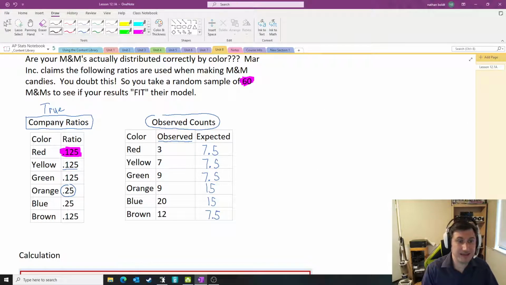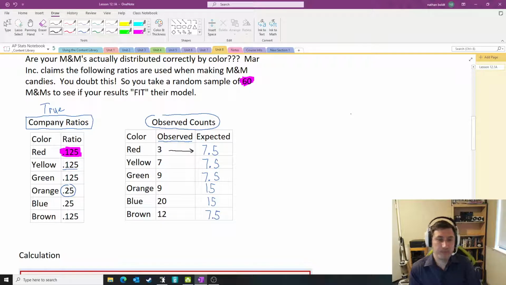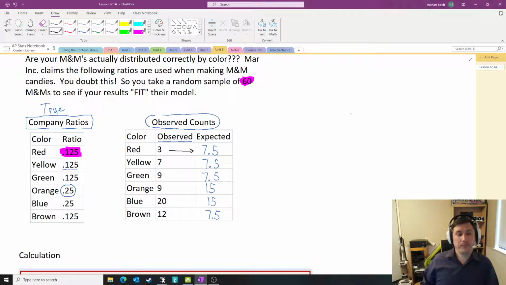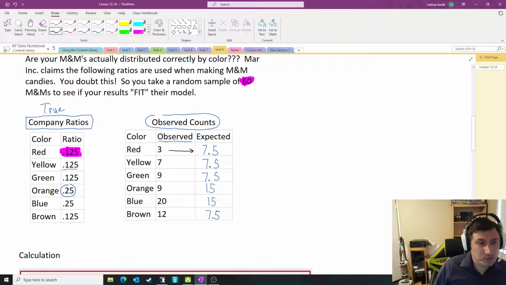We didn't exactly get this. We got 3 reds when we expected to have 7.5. So now the question is, is this discrepancy just sample variability? It's a random sample, so we expect it to be off a little bit. Or are these numbers so far off that we doubt what the company told us?